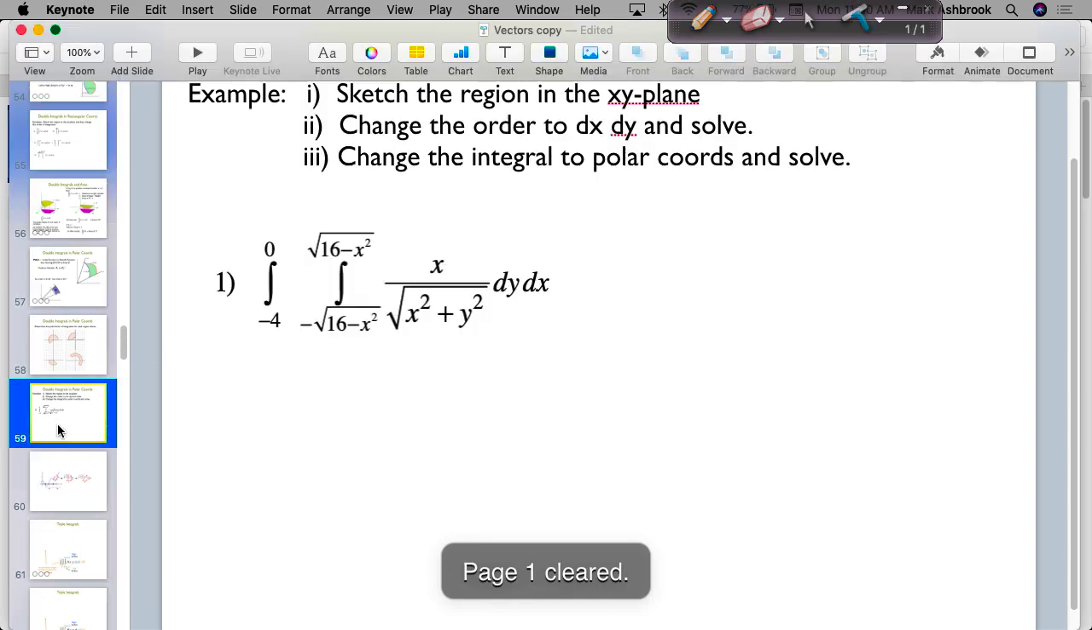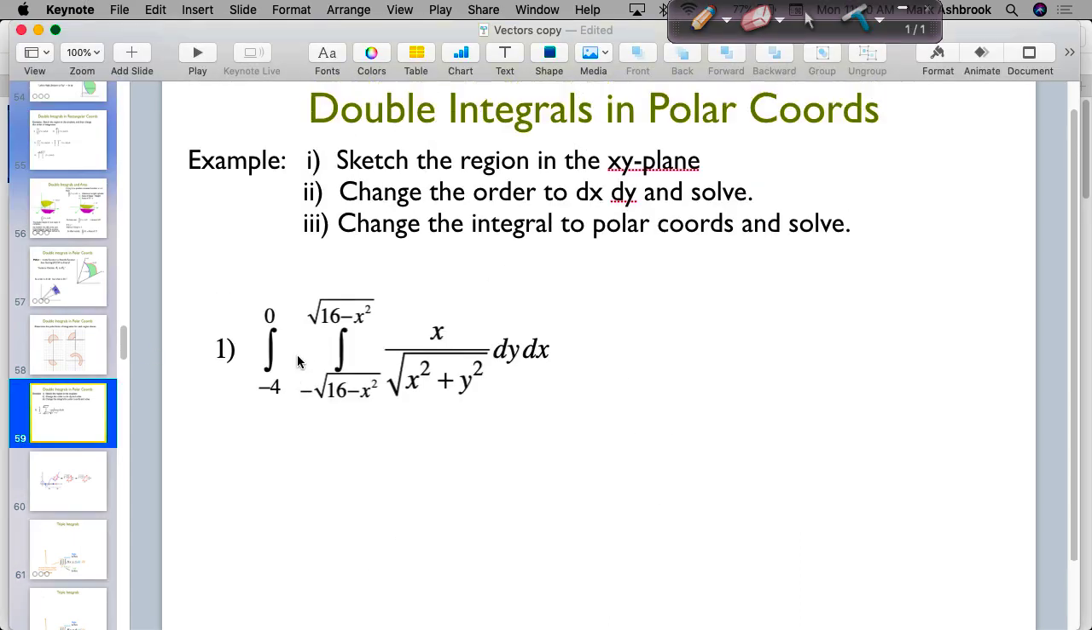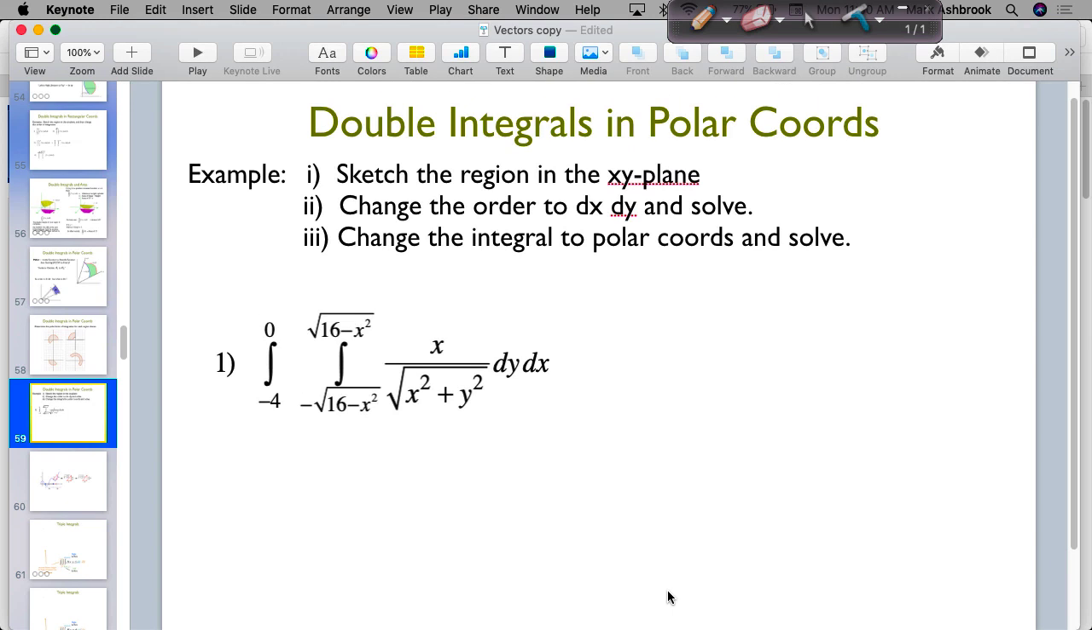Okay, so another example. Somewhere here, this one. Okay, so the first thing you're going to do, this is a type 1 double integral. I want you to sketch the region in the xy plane. Let's skip over 2 for time's sake. We'll come back and do 2 if we have time at the end, but let's just do 1 and 3. We're going to sketch the region in the xy plane, and then I want you to change the integral to polar coordinates.